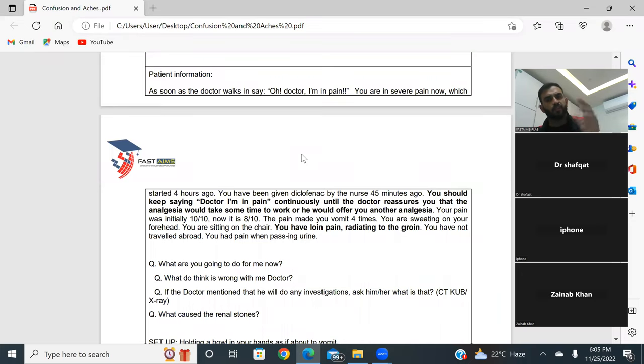Sometimes in one or two scenarios in your situation, the patient will be giving some verbal and non-verbal clues. This is a verbal clue: "Doc, I'm in pain." So whenever the patient is saying I'm in pain, you have to address that first. Maybe address the pain, and also ask, can you talk? What if I ask you some questions? This is a very good way.